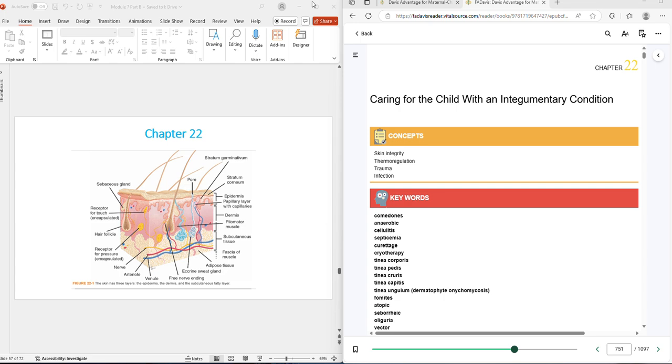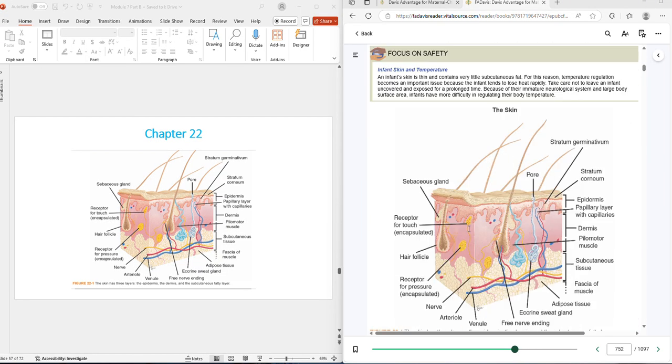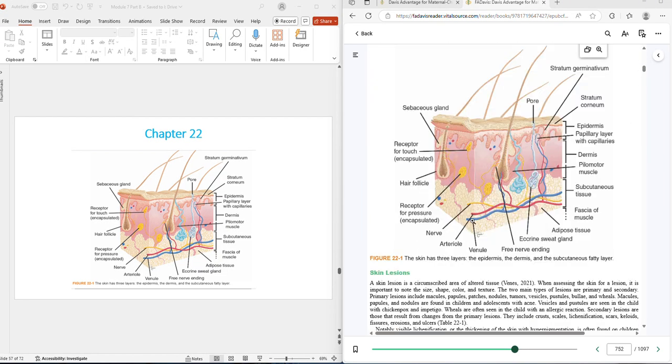We're going over Chapter 22 in the Davis Advantage book, Caring for the Child with an Integumentary Condition. So, talking about the skin. This starts on page 751 in your book. Of course, there's a picture of the skin in your book on page 752. Just another anatomy review. Make sure you understand how the skin is laid out.